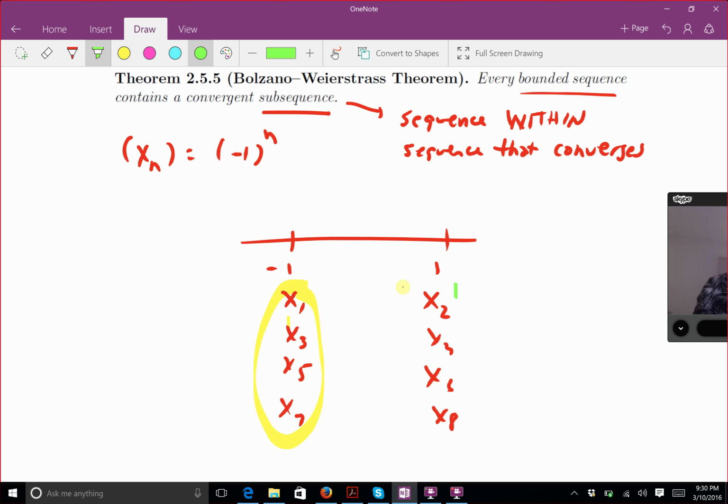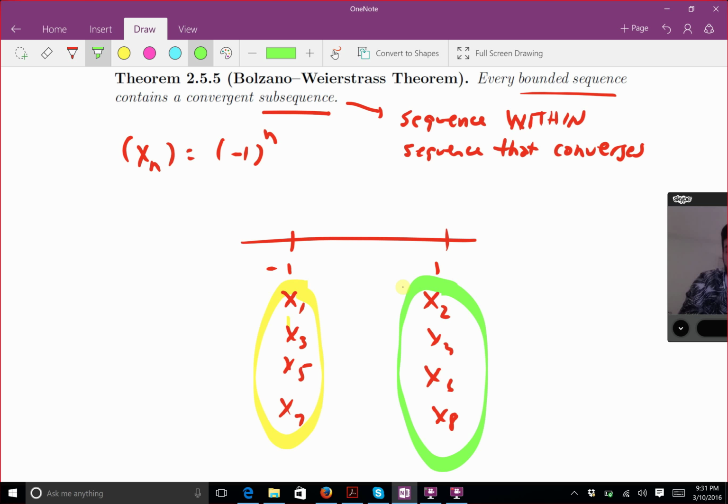This is also a subsequence, right? And it also converges to +1, right? Okay, so that's how it works. It says that if the sequence is bounded, there has to be some subsequence that actually converges. It says the sequence is bounded, but we don't care if it's convergent or not. But there is a subsequence.